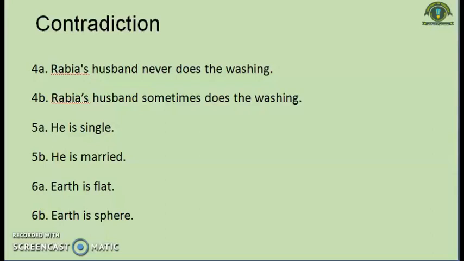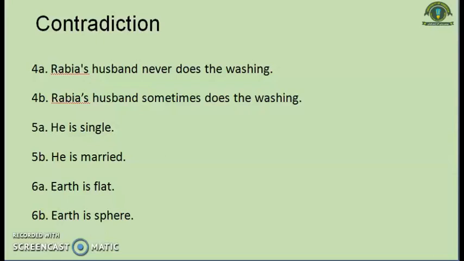The same is the case with example number 5. He is single. He is married. If the person says that he is single, it's okay. But the next moment, or the next day, if he says he is married, how is it possible at the same time that the person is married or single? If both are true, you have to be lying, because these things cannot happen at the same time. Someone can't be single and married at the same time. Therefore, these are contradictory statements.